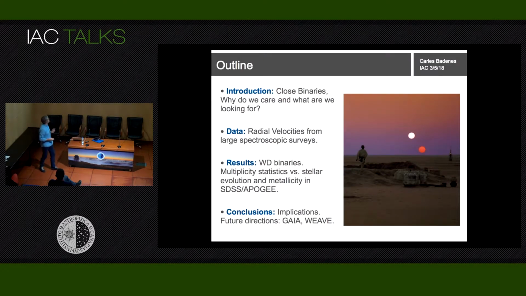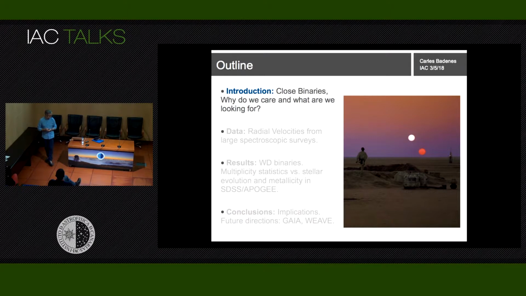So today I'm going to talk about close binary systems, why those systems are interesting to us, and what questions are left to be answered in this field of research. I'll talk about the radial velocities from large spectroscopic surveys as a new source of data that can bear on this question and help us learn things about this. And then I'll discuss a little bit two different kinds of results on white dwarf binaries, and then multiplicity statistics versus stellar evolution and metallicity in the APOGEE survey within the Sloan Digital Sky Survey. And then I'll end with some conclusions and implications.